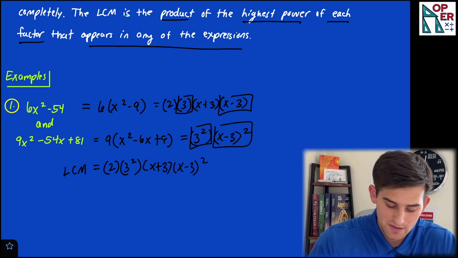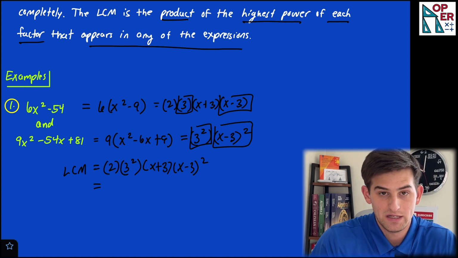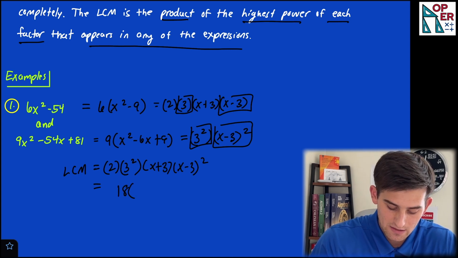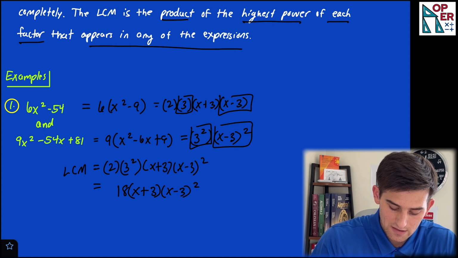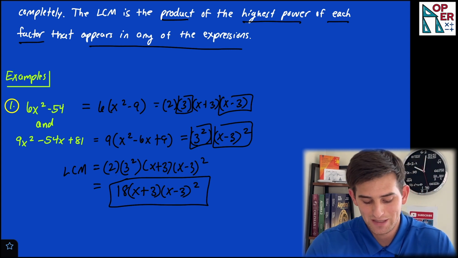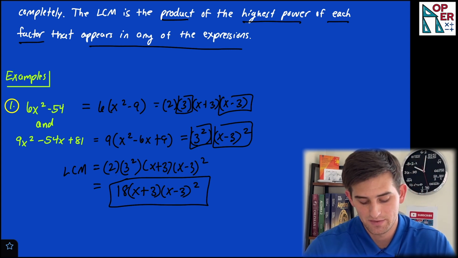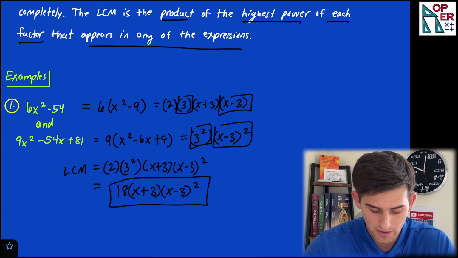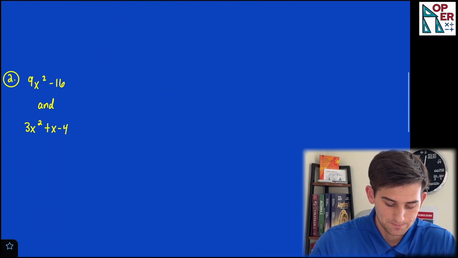Now we can simplify this a little bit. 3 squared would be 9, 9 times 2 would be 18, and we can write our other two binomials next to 18 just like this. So our LCM for these two expressions would be 18 times x plus 3 times x minus 3 quantity squared. Okay, let's do one more.